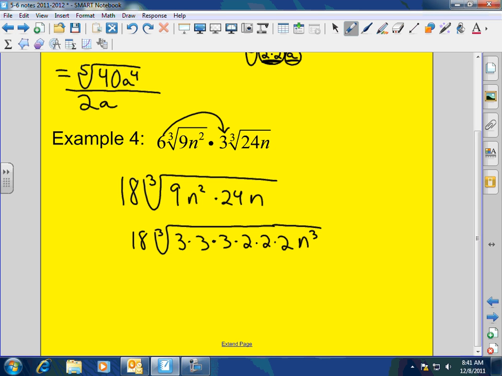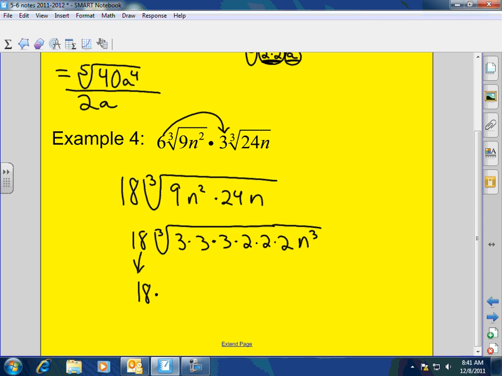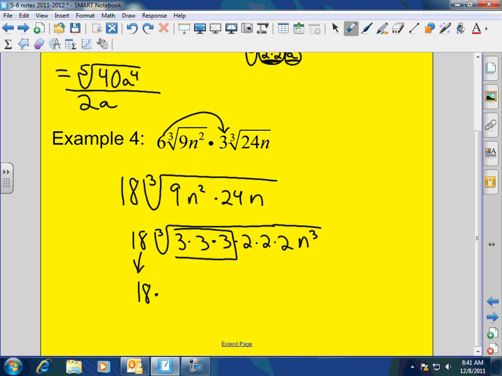Since I have a cube root, I'm looking for sets of 3. So I have 18 times, since I have 3 3's, I pull out a 3, times, since I have 3 2's, I pull out a 2, times, since I have 3 n's, I pull out 1 n, and my answer would be 108n. And you are done. You are simplified. So let us continue.